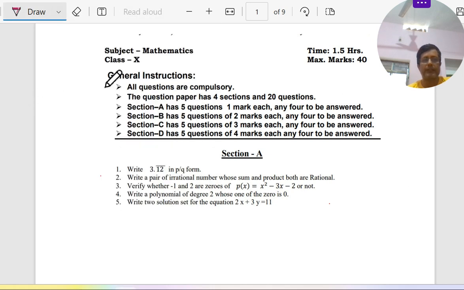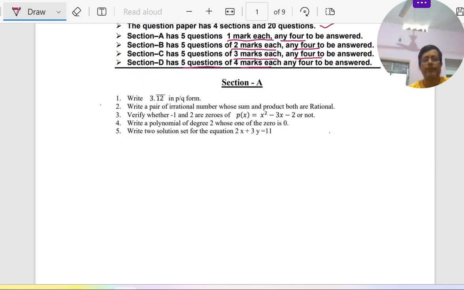First we read the instructions. The instruction given is: all questions are compulsory. There are 4 sections, and 40 questions are given. There are 5 questions of each mark type in every section, and any 4 are to be answered. So whether it is 2 marks, 3 marks, or 4 marks, 5 questions are given of each type, and out of these 5 we have to answer any 4. So now we start from here.